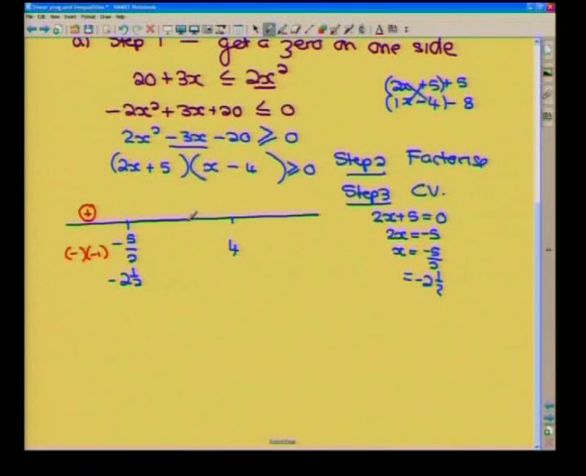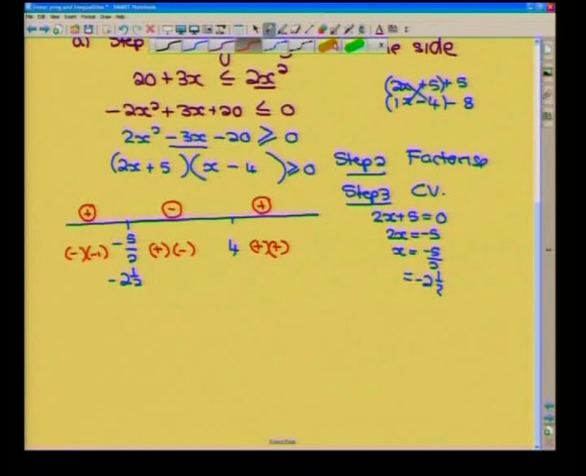Right, between here and here, let's choose any number we fancy. And again, I think I would choose 0. 0 is easy to work with. So 2 times 0 plus 5 is a positive. And 0 minus 4 is a negative. And so this is a minus. This side, let's choose 5. It's a nice convenient number. 2 times 5 is 10. 10 plus 5 is 15. It's a positive. And 5 minus 4 is a positive. And so a positive times a positive is a positive.